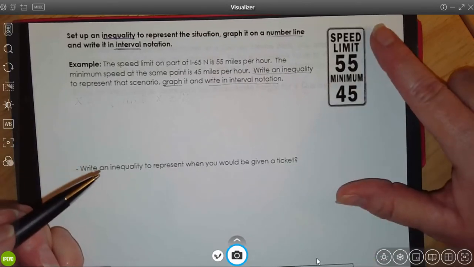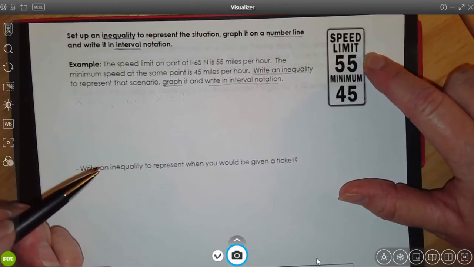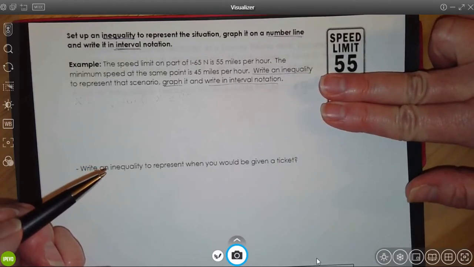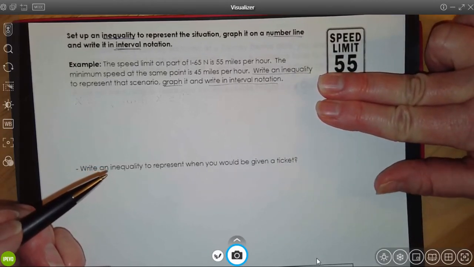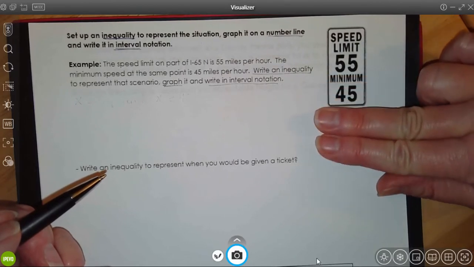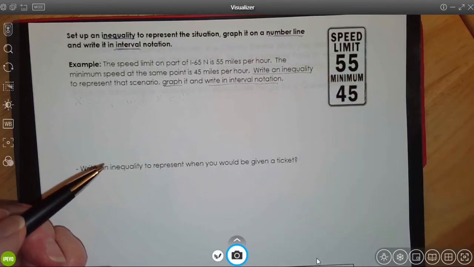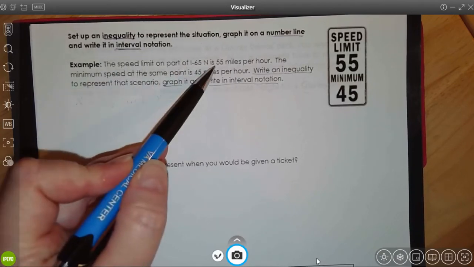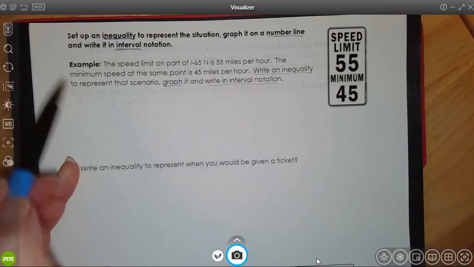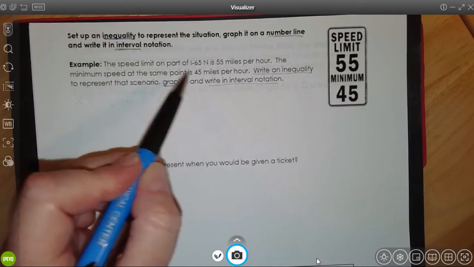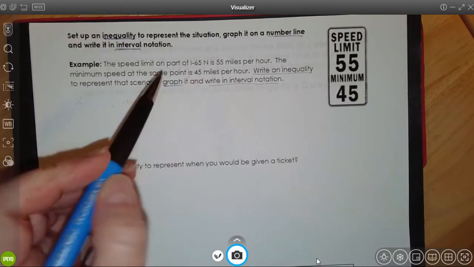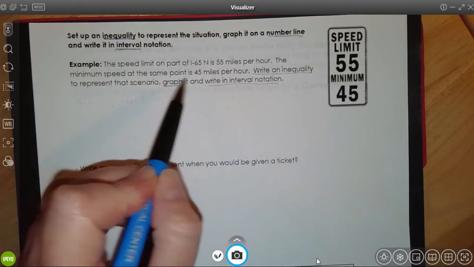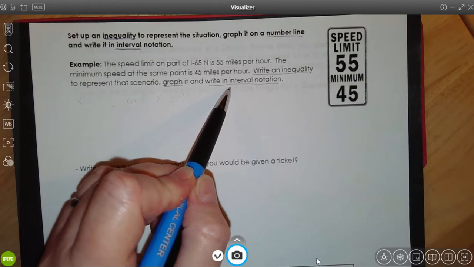So we're going to start with something that might be familiar to you, which is speed limit. Usually you see speed limit signs that just have the top speed that you can go, but occasionally you will see a speed limit sign that includes the lowest speed that you're supposed to go. The speed limit on part of I-65 is 55 miles per hour. The minimum speed at the same point is 45 miles per hour. Write an inequality to represent that scenario, graph it, and write it in interval notation.